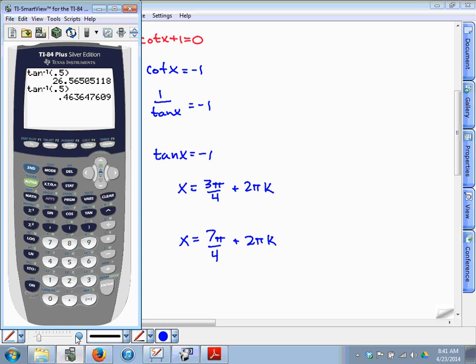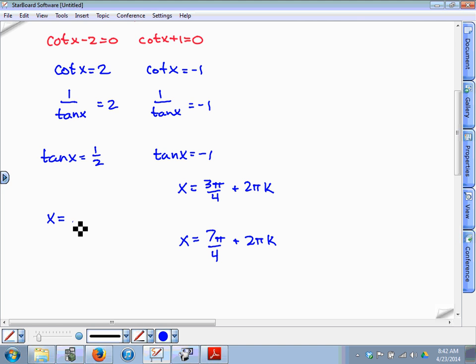0.46. That technically is in radians, plus what? But you have to realize something. There's one more answer to this. Remember, the calculator only gives you one answer?